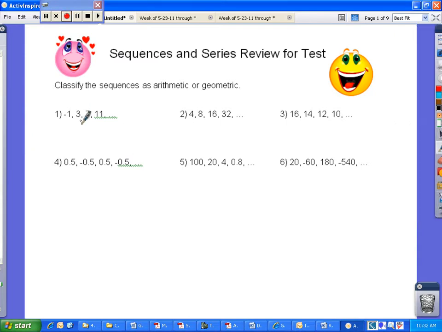For the first one, we have that each time we are adding 4. So if you look here, plus 4, plus 4. So this is an arithmetic sequence where your common difference is equal to 4. For the next one, you're actually multiplying by 2 each time. So this is a geometric sequence, and the ratio, the common ratio, since this is geometric, is going to be 2.